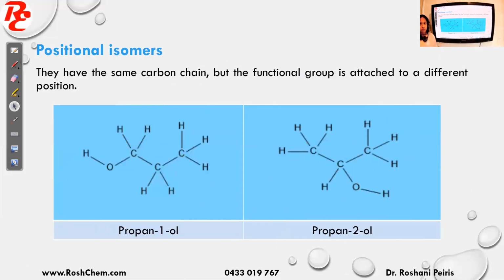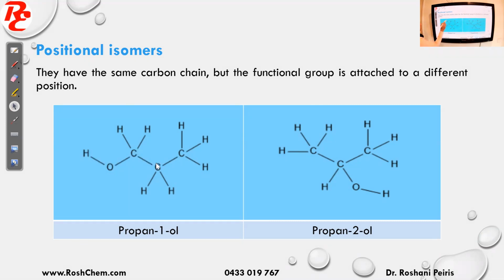Okay, first we will look at positional isomers. As you can see in these examples, what are positional isomers? When the functional group is on a different carbon atom, they both have the same carbon chain, but the functional group is on a different carbon atom. You can see propan-1-ol and propan-2-ol. In propan-1-ol, the OH functional group is on the first carbon atom, whereas in propan-2-ol, the OH functional group is on the second carbon atom. So they are positional isomers. They have the same carbon chain, but the functional group is on a different carbon atom.